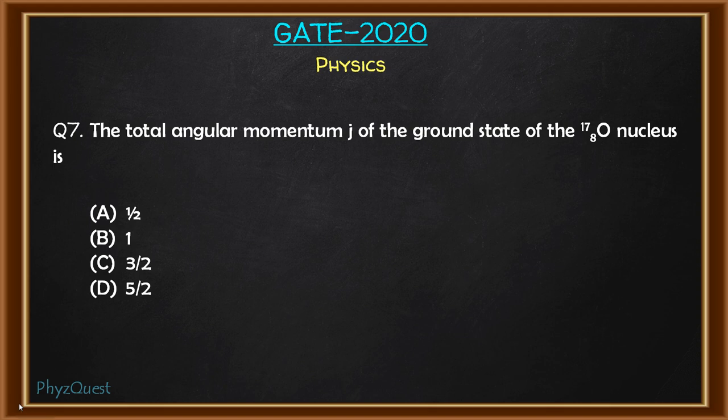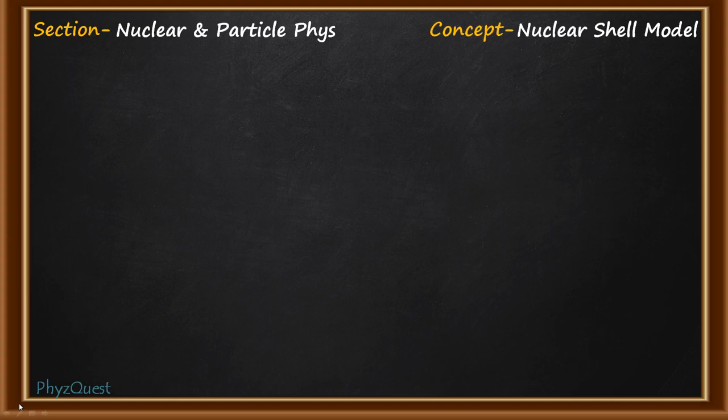So let's get started. This question comes from the section Nuclear and Particle Physics, and the concept involved here is the nuclear shell model. In this question we need to calculate the total angular momentum of the ground state of the oxygen 17 nucleus. To calculate it, we need to use the nuclear shell model.